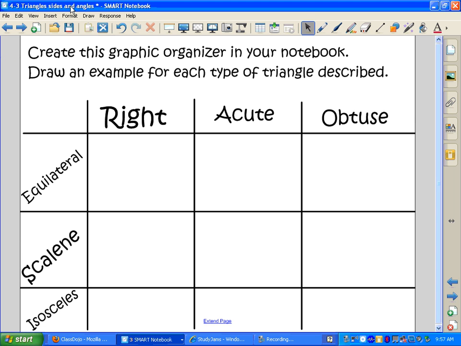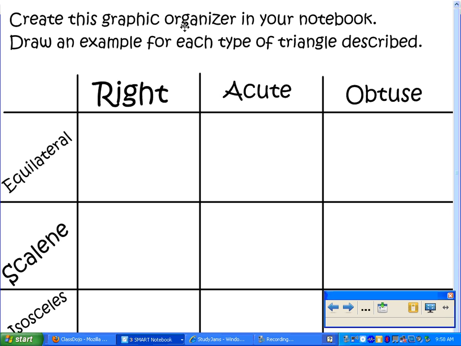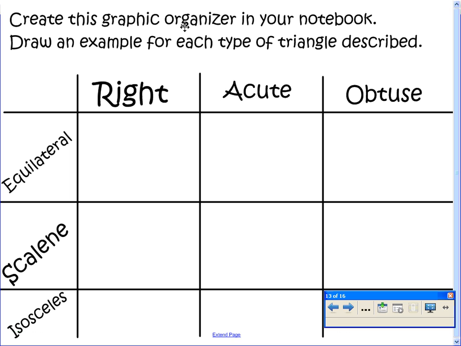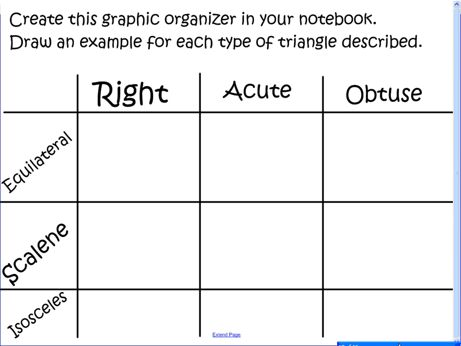Okay, so if we're creating this graphic organizer, we're trying to see if we can make the triangles fit both of these. We tried doing the equilateral and right triangle. With a right triangle, can I have all sides the same? No, because this side right here is always going to be longer. So I cannot have a right equilateral triangle.